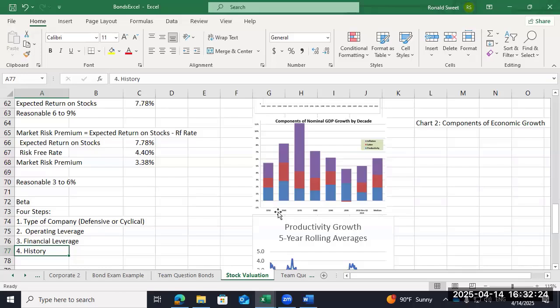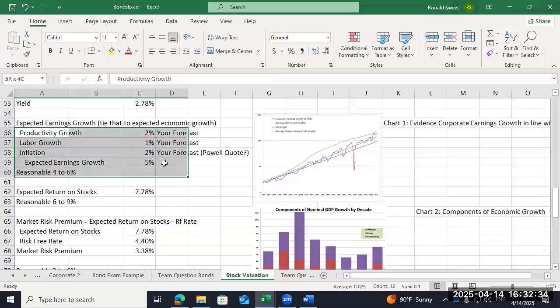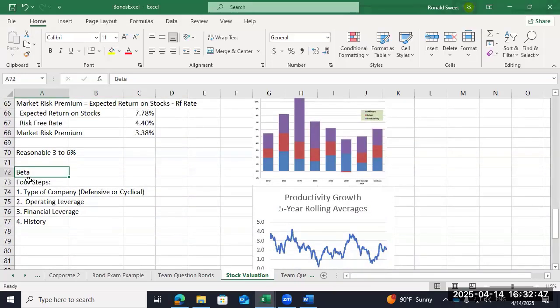So say now that I've got, and one thing really important, remember on the market risk premium, you never mention your company. It has nothing to do with your company. If you do it in your paper, if you're talking about the expected earnings growth of your company, you've messed up. You'll lose a lot of points. We're talking about the expected return of the stock market. The market risk premium has absolutely nothing to do with your company. Your company comes down to beta.